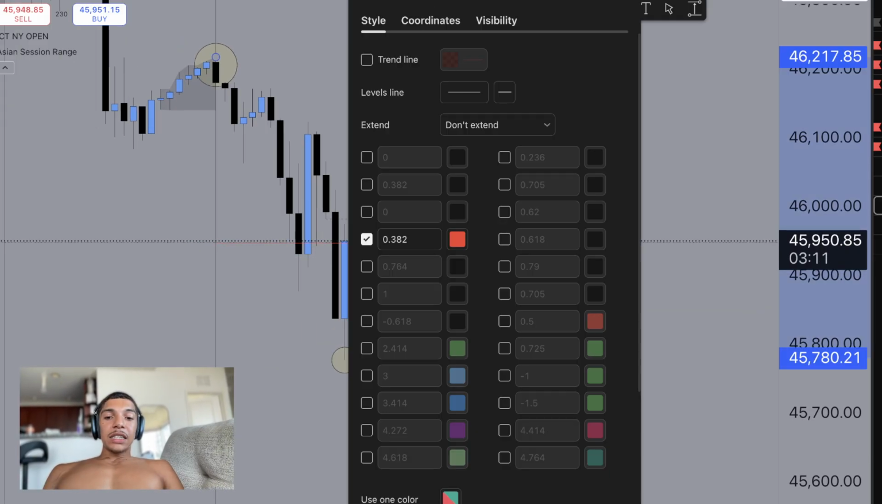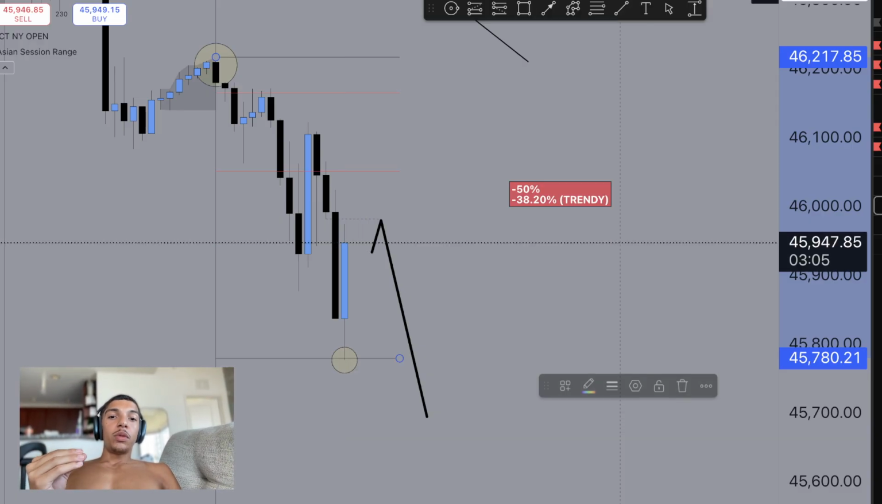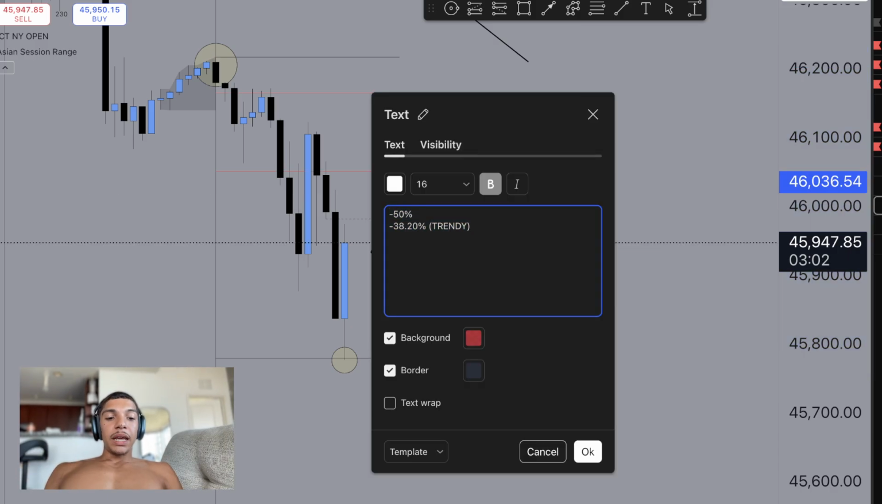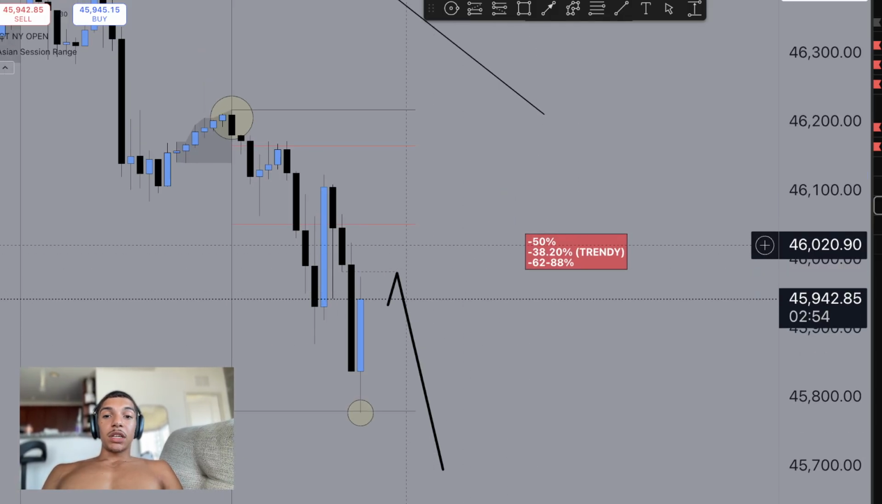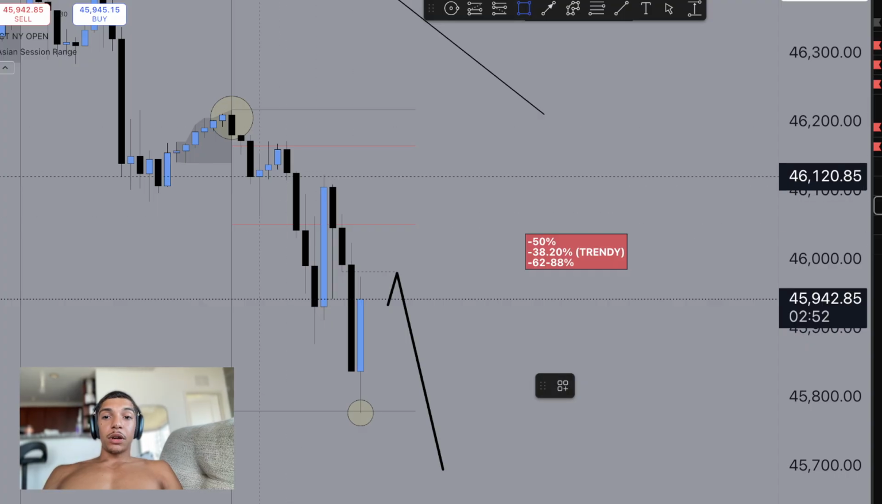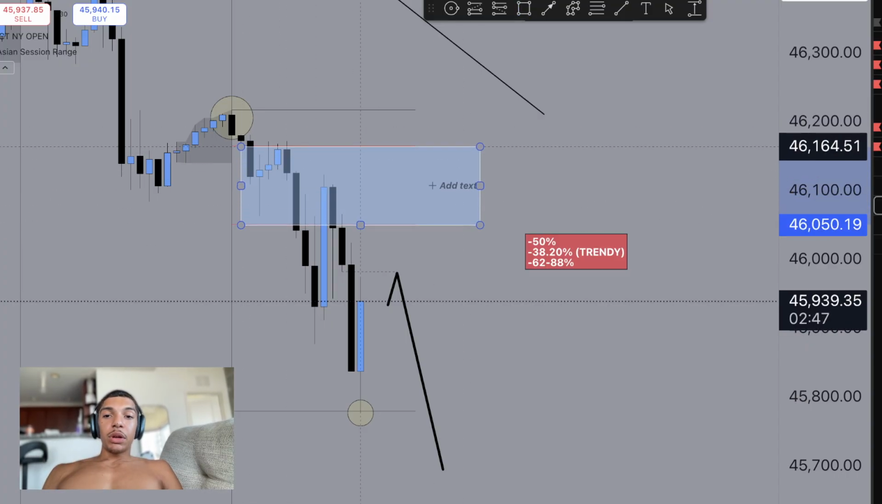Now, the last main level that I use when it comes to looking for a retracement is going to be my normal fib setting. This is going to be the 62 to the 88%. The 62 to the 88% is going to be the deepest retracement level, meaning when we say buy low, sell high, this is going to be buying as low as possible and selling as high as possible. So if you look at where these levels are up here, this is the 62 to the 88%. And this is usually going to be the premium price.